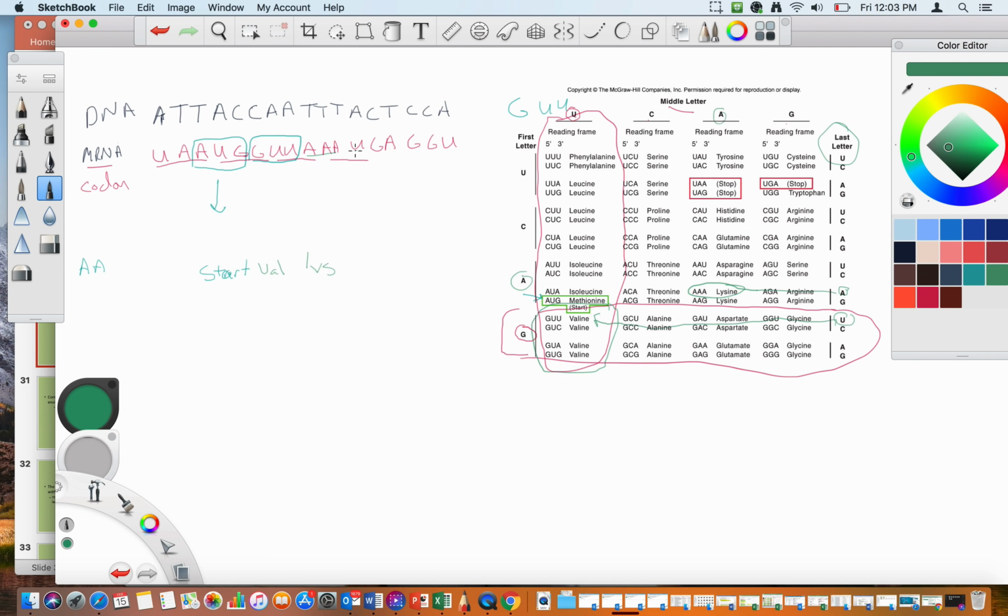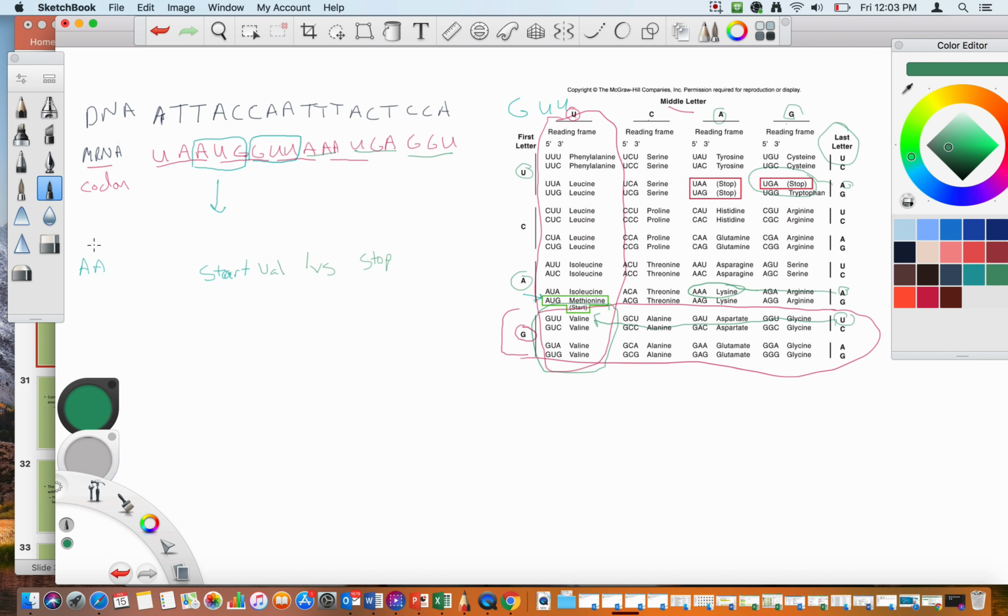All right, and then our next one is U, G, A. It's a stop codon. So you stop. So just because there's another one here doesn't mean that we continue. So we start with a start and end with a stop.